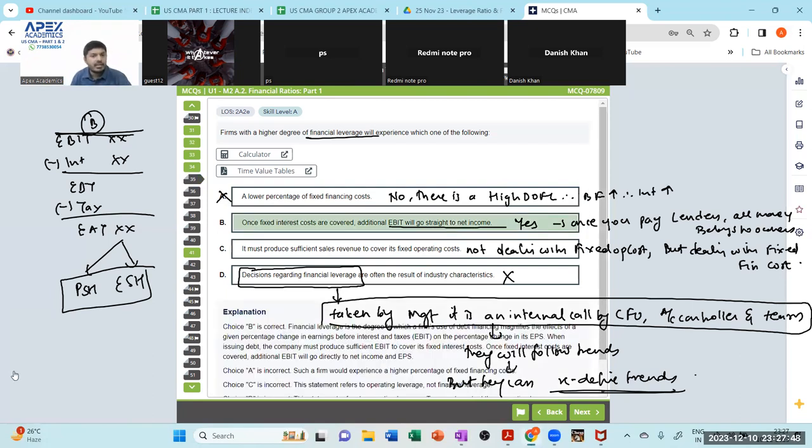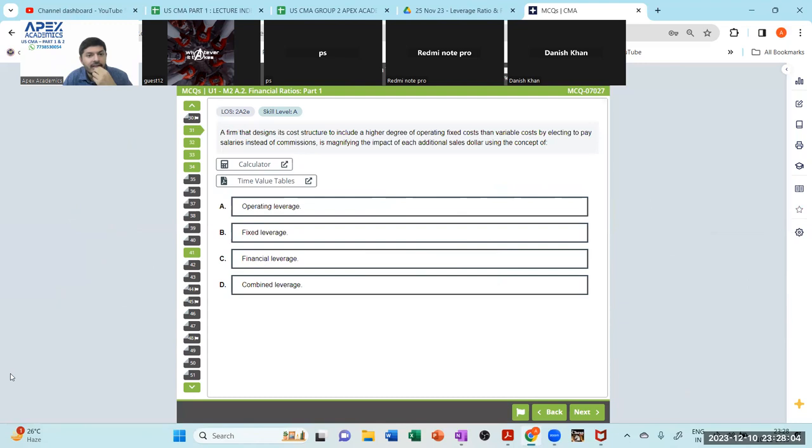So once the interest costs are covered, EBIT will go to net income. Are you with me on that? Yes or no? Take a screenshot. Taken? Question 31. A firm that designs its cost structure to include a higher degree of operating fixed cost than variable cost by electing to pay salary instead of commission.